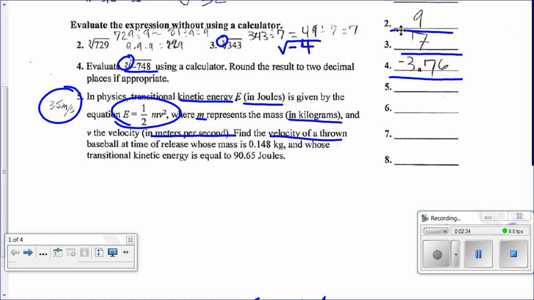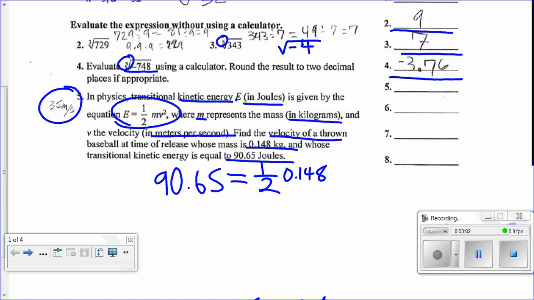They gave us our energy in joules. So we just set it up just like the equation. I'm sure you're used to solving equations by now. So we're just going to set up the equation, put in everything we know and solve for what we don't know. Do we know the mass in kilograms, which is what we must have to solve it? Yes, we do. It's right here. 0.148 kilograms, okay? Now, what we don't know is the velocity squared.